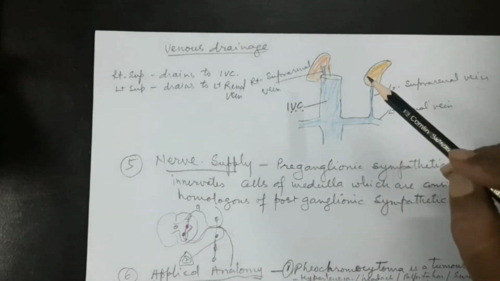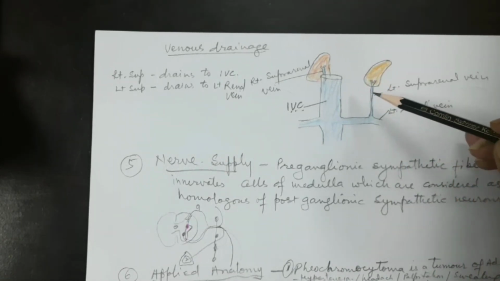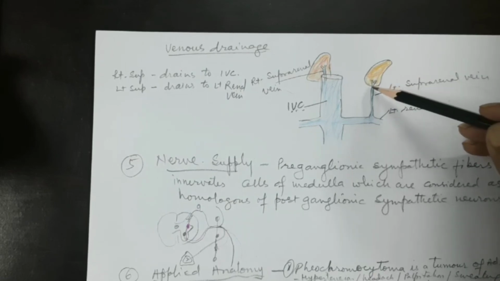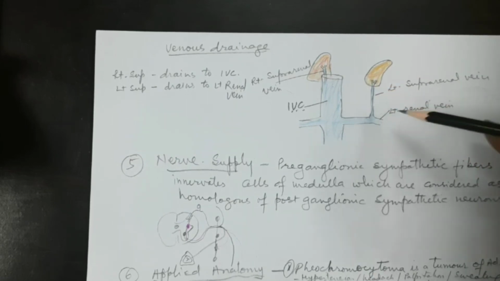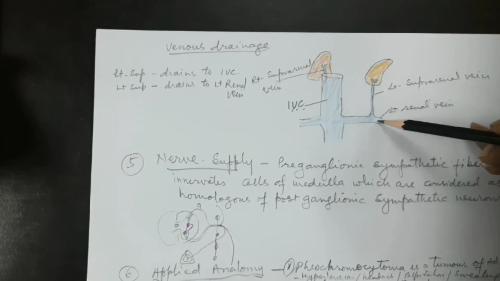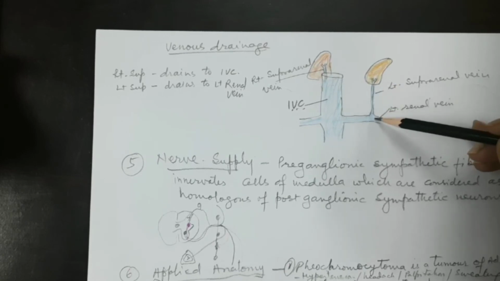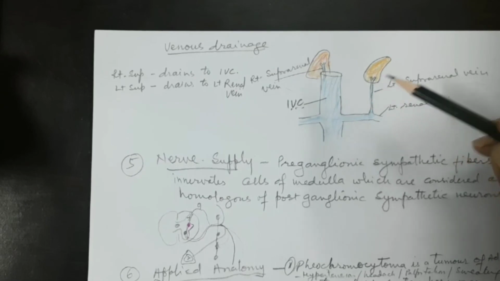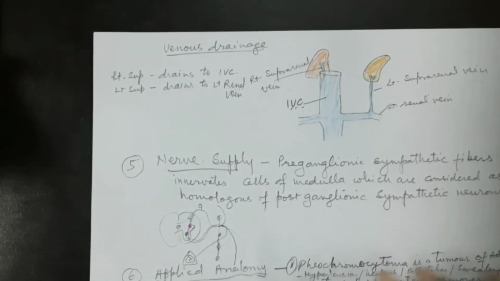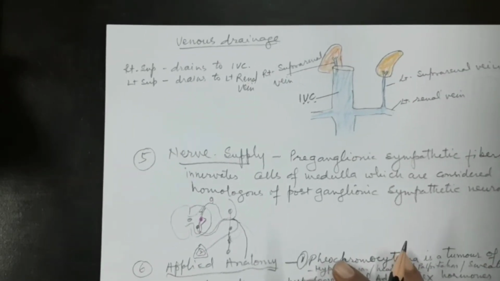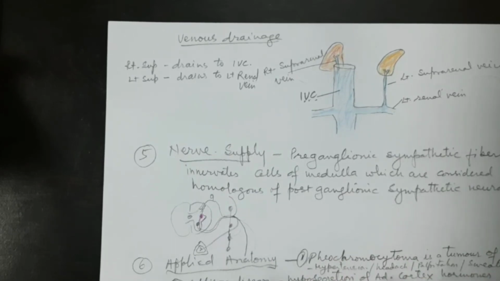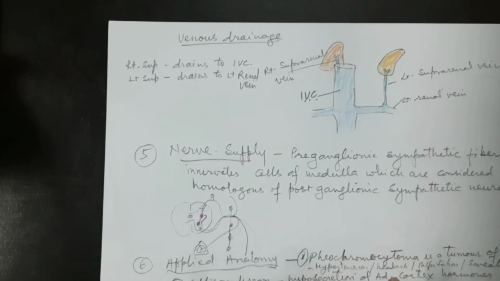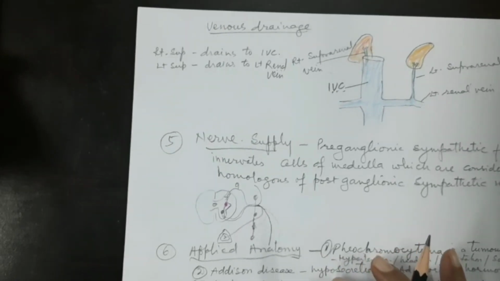But on the left side, it is the left suprarenal vein which goes and drains into the left renal vein. So these are the two different venous tributaries which drain at two different places, not onto the same place as we have seen in the arterial supply. So this was the venous drainage.